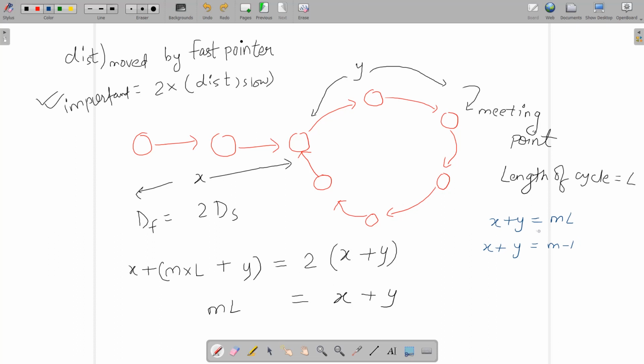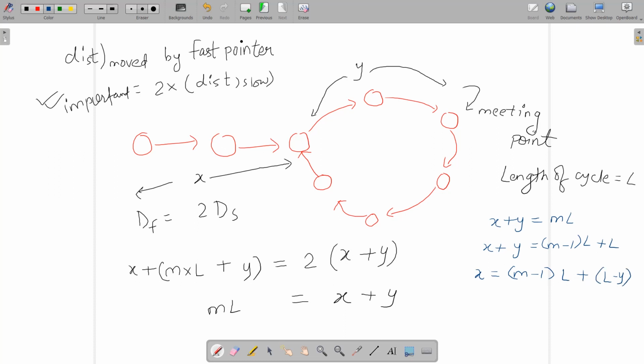Yeah, m minus 1 plus L. Sorry, (m minus 1) L plus L. Okay, and x is (m minus 1) into L plus L minus y. Okay, now this is going to be very important.